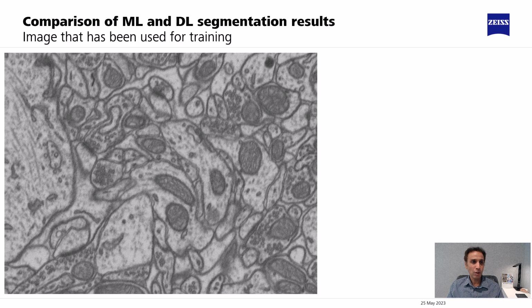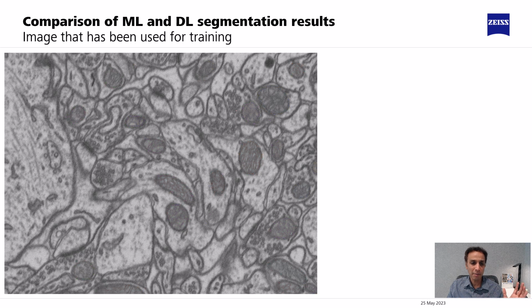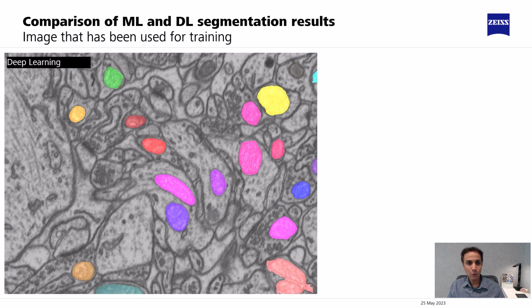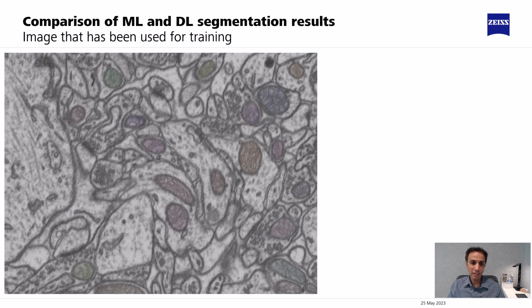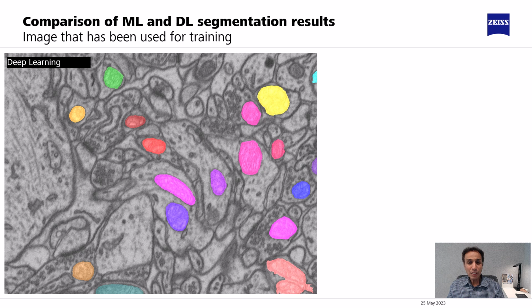And here is one of the images that we actually used as a training image. And here is the result from machine learning. So as you can see, machine learning does an amazing job at segmenting this image, almost identical to the deep learning here. So both machine learning and deep learning, other than these two little dots that the machine learning thought were mitochondria, we got identical results right there. Please note that this image has been used for training.